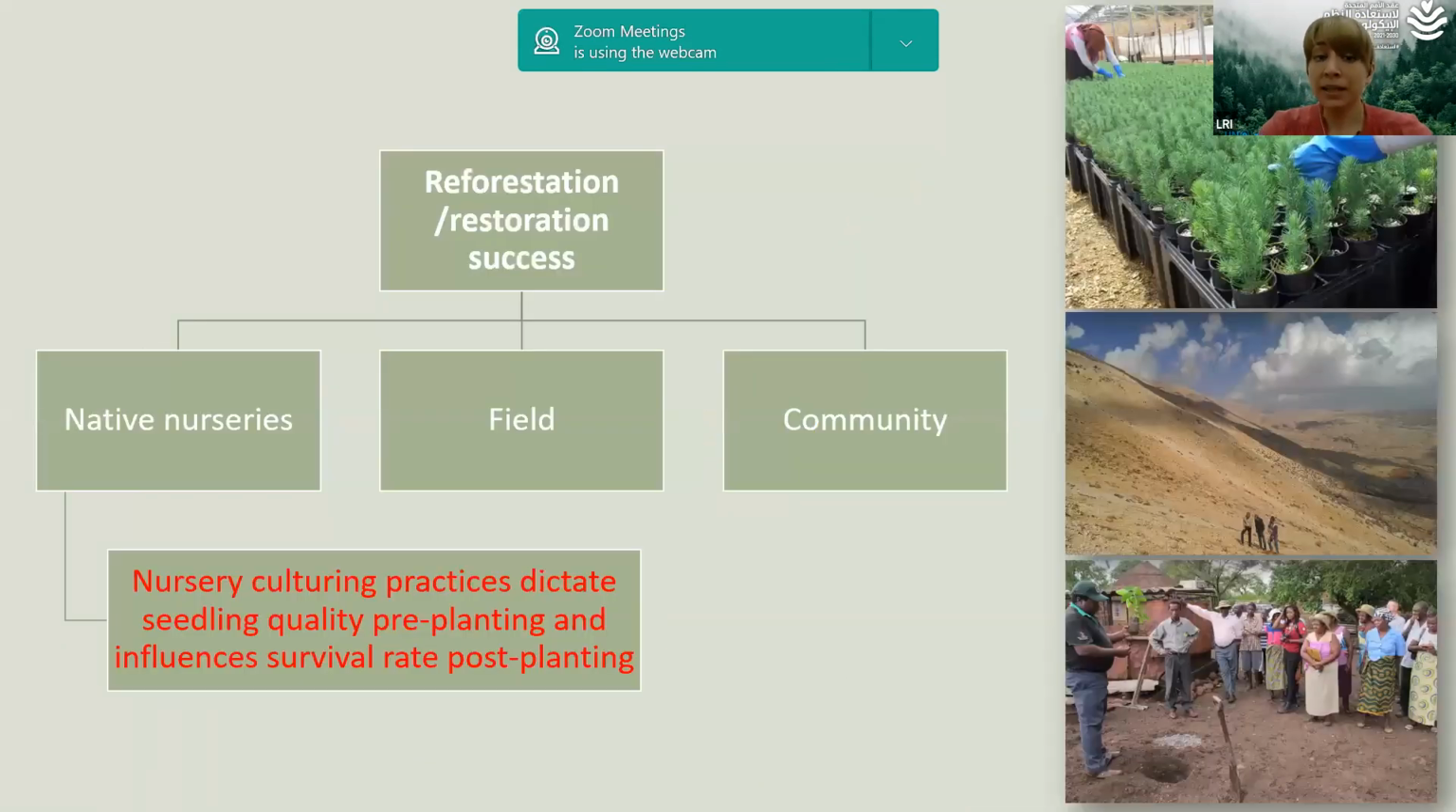So any kind of reforestation or restoration success will depend on three major parts: the native nurseries, the field conditions, and of course, our communities. So technically, today we are focusing more on native nurseries and seedling production and the target plant concept. Nursery culturing practices dictate the seedling quality, and that will eventually influence the survival rate post-planting.